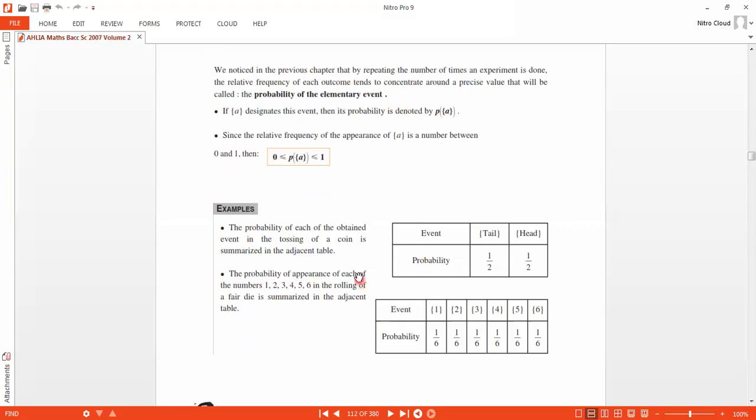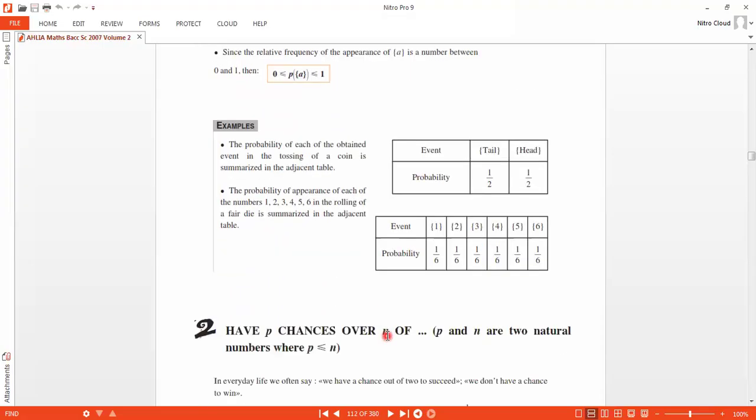Okay. For example, suppose I'm tossing a coin. What are the possibilities of a coin? It's either tail or head. So the probability to obtain a tail is 1 over 2, and the probability to obtain a head is also 1 over 2. So 50%, 50%, that's the probability. But if we have a fair die, you know that the fair die contains numbers from 1 to 6. Each of these numbers is 1 out of 6 because we have 6 cases. So this is the probability, the number of favorable cases over the total number of cases.